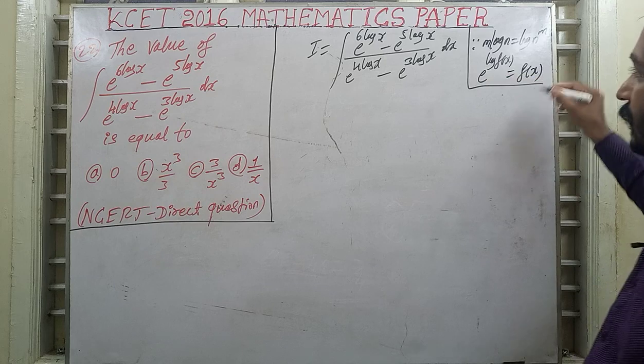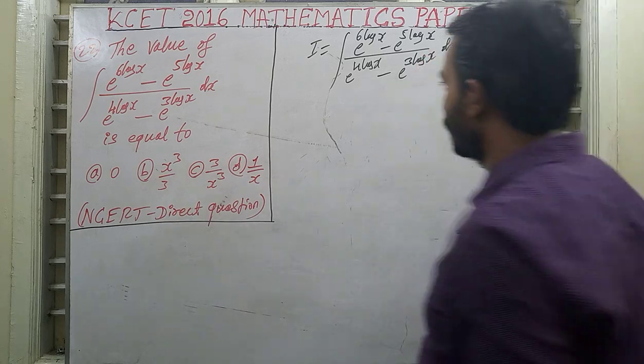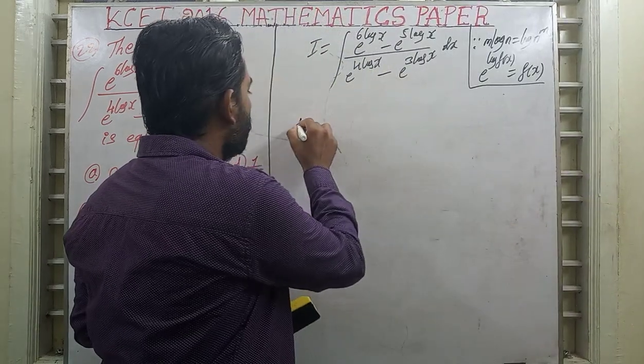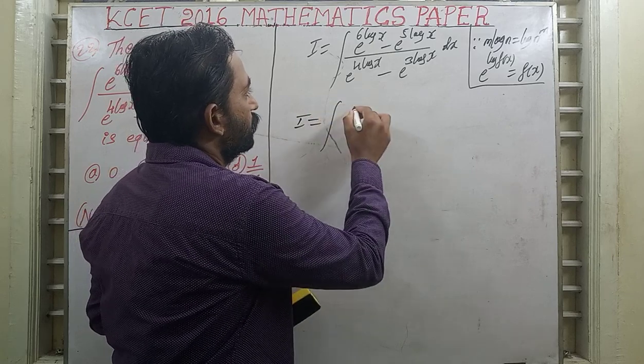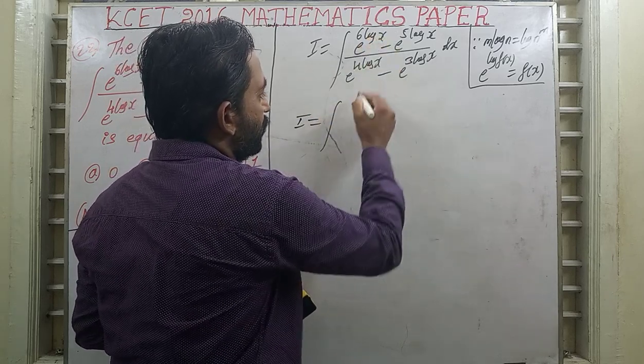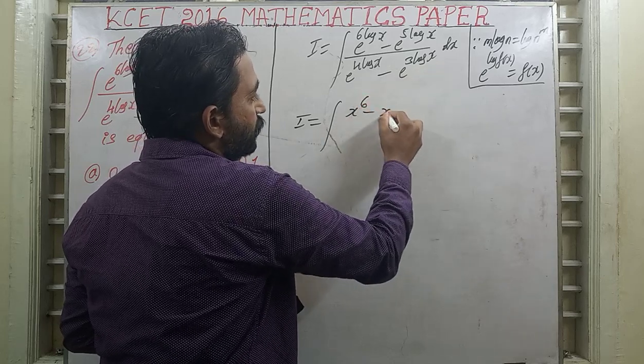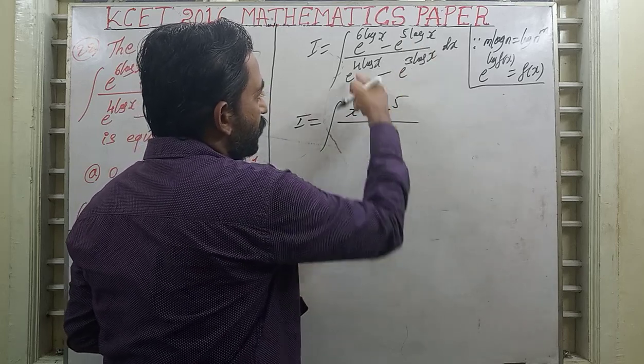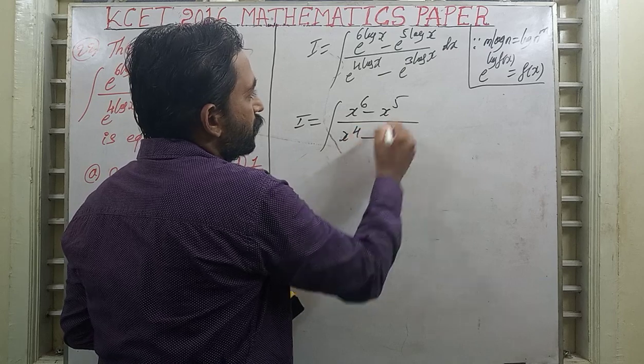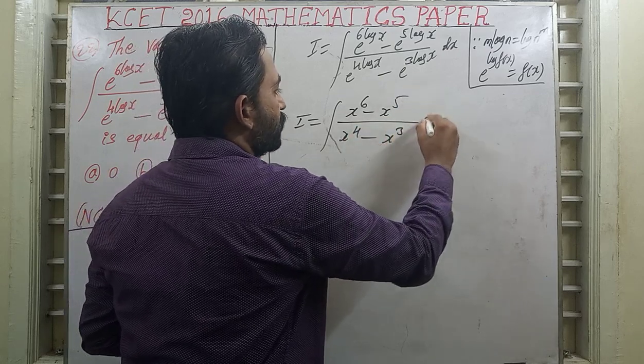Using these two formulas, this integrand can be written in a new form. So x to the power of 6, this becomes what? x to the power of 6 using these two formulas. This is x to the power of 5. So denominator x to the power of 4 minus x to the power of 3, with respect to x.